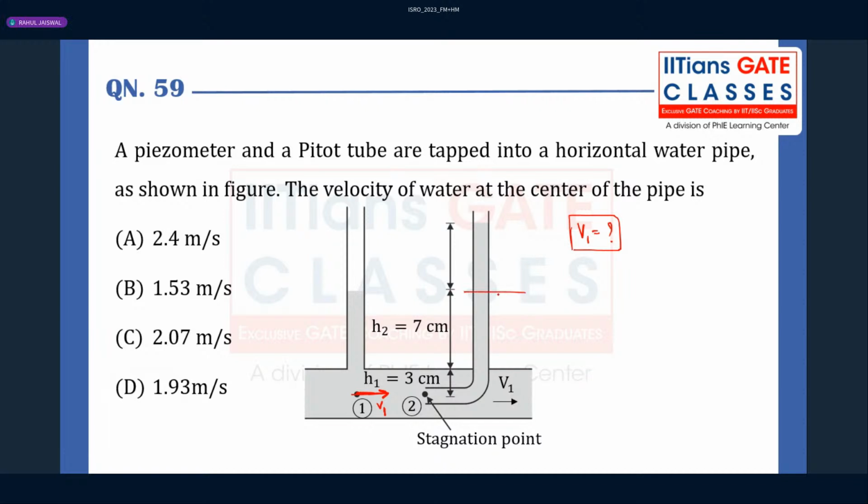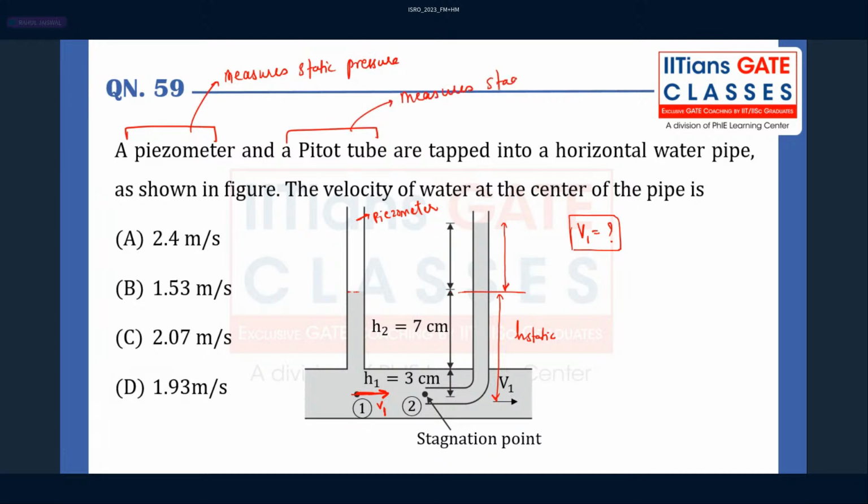What is this from here to here? Static head. Because whatever the height of the liquid is there till this point, that is already given by this piezometer. Piezometer is a static pressure measurement device, right? That cannot measure any stagnation pressure, no doubt. The piezometer measures static pressure, and the pitot tube measures stagnation pressure.